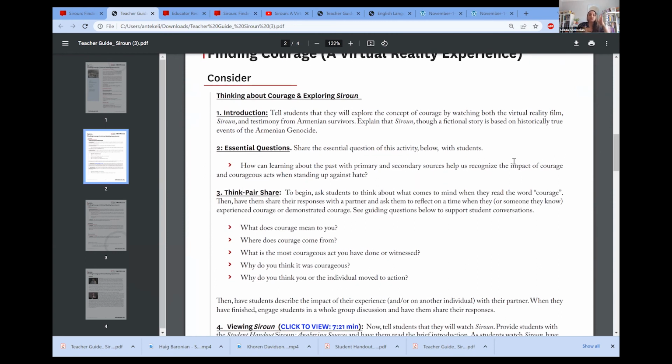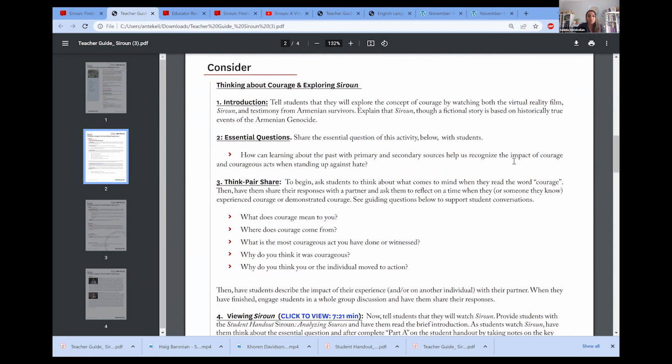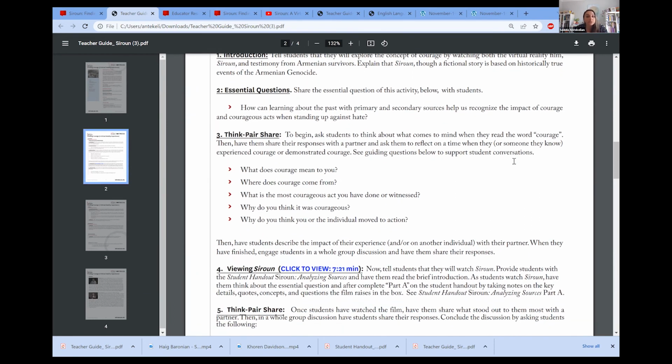I'm not going to go through reading everything, but just to give you an idea, what is this consider section about? It's really having students explore this concept of courage, and before they start or before they watch the film, this key essential question is introduced.